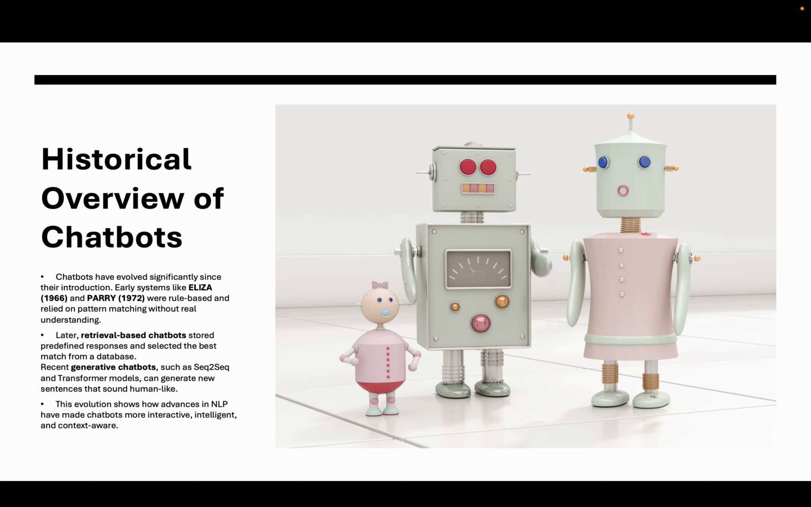The real breakthrough came with deep learning. Models like sequence-to-sequence introduced the idea of training chatbots to generate replies from data rather than depending on hand-coded rules. The latest milestone came from transformer-based models, especially GPT and T5, which can understand context, tone, and emotion. These systems made chatbots more intelligent, responsive, and lifelike than ever before.